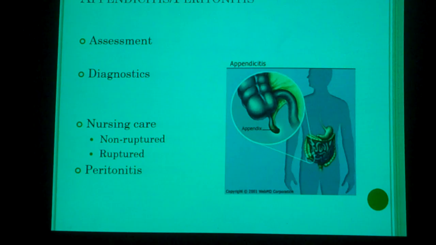Nursing care: you don't want to apply any heat to the abdomen. For a non-ruptured appendix, pre-op surgery, you're going to give IV fluids and an antibiotic. Post-op, you're going to do incision assessments, bowel sounds, pain control, and a respiratory assessment.